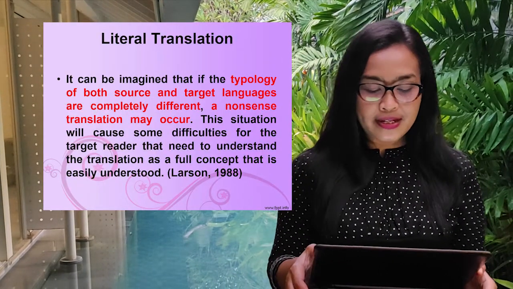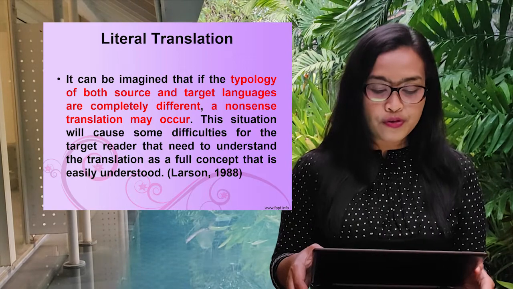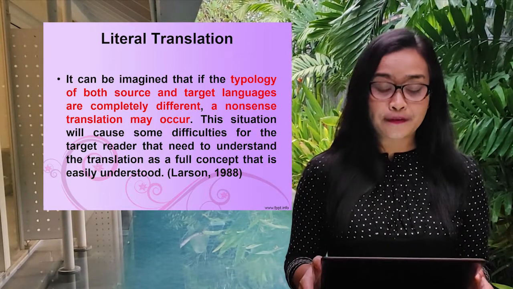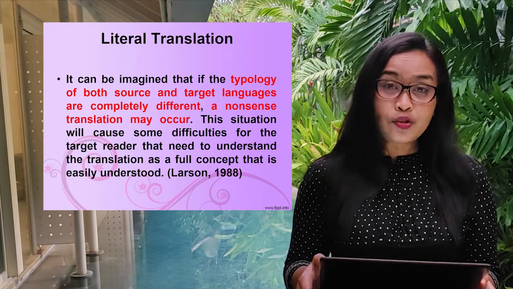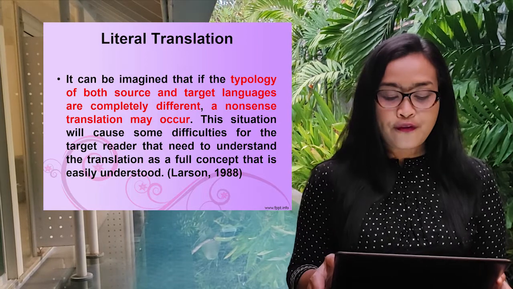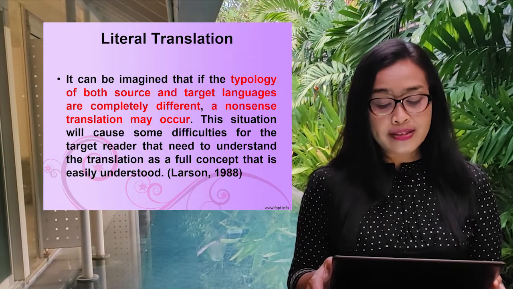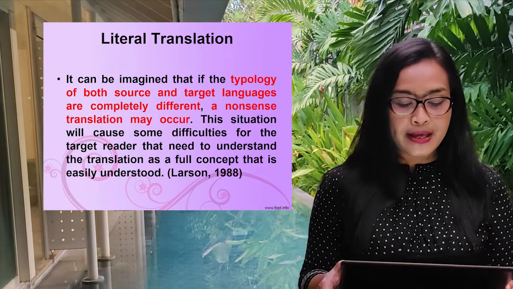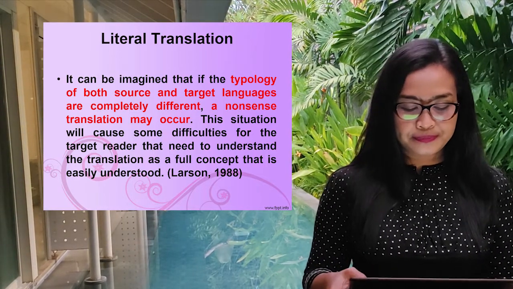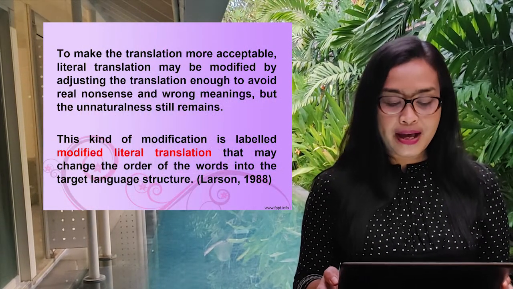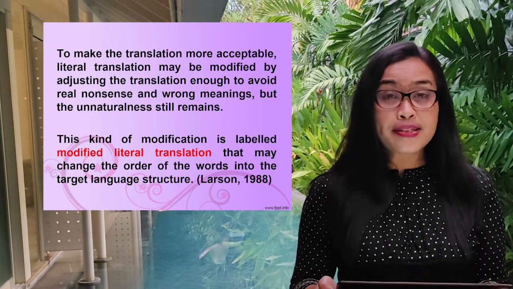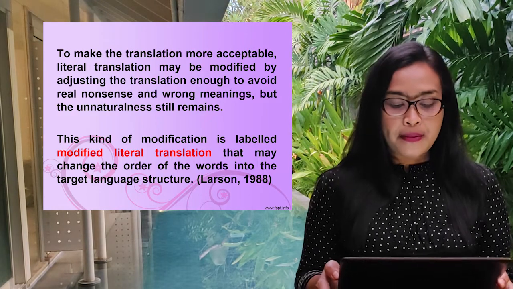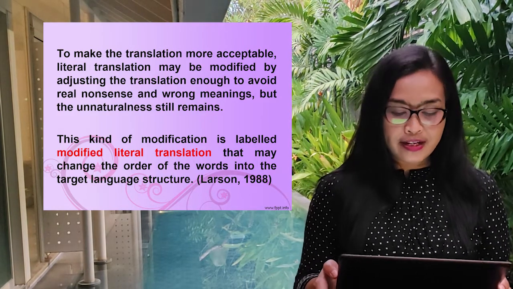So it can be imagined that if the typology of both source and target languages are completely different, a nonsense translation may occur. This situation will cause some difficulties for the target reader that needs to understand the translation as a full concept that is easily understood. To make the translation more acceptable, literal translation may be modified by adjusting the translation enough to avoid real nonsense and wrong meanings, but the unnaturalness still remains.